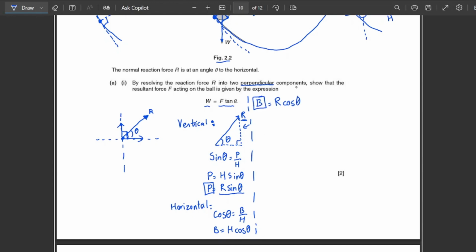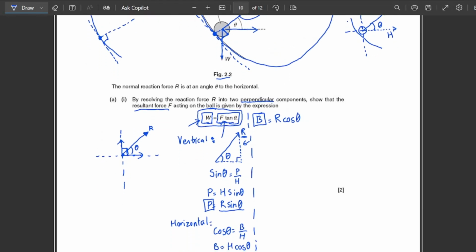Now what they're trying to ask us is to give an expression which says that the weight W is equal to F tan theta. What is F? F is the resultant force acting on the ball. We need to show that the resultant force acting on the ball is related to this equation, where W is the weight of the ball, W equals F times tan theta. Let me see what we can do over here. We need to find the resultant force. We've done the first part.